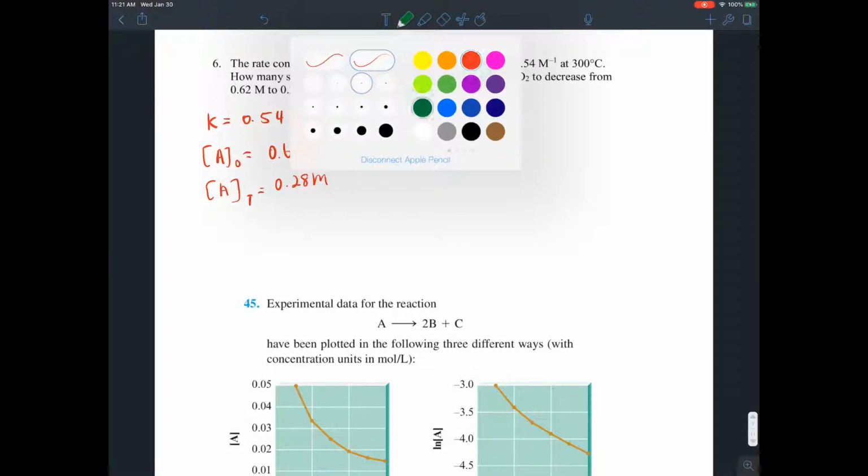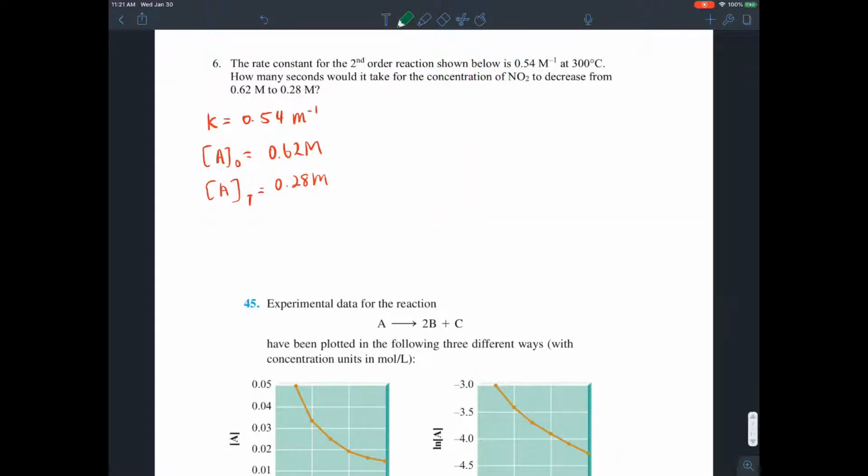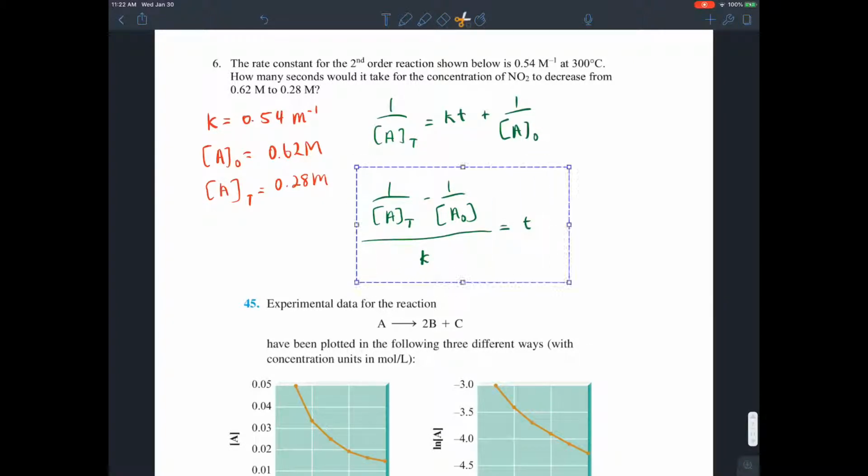So let's remember that the second order integrated rate law is 1 over A at time t equals a positive slope, kt, plus 1 over A at time 0. We could solve for t by moving 1 over A naught to the other side and dividing by k, and we can isolate t and plug in our values. So let's do that right away. When we solve for t, you should get something that looks kind of like this: 1 over A t minus 1 over A naught, over the value of k, and we have our time. Let me move this over a bit so I have a little bit extra space.